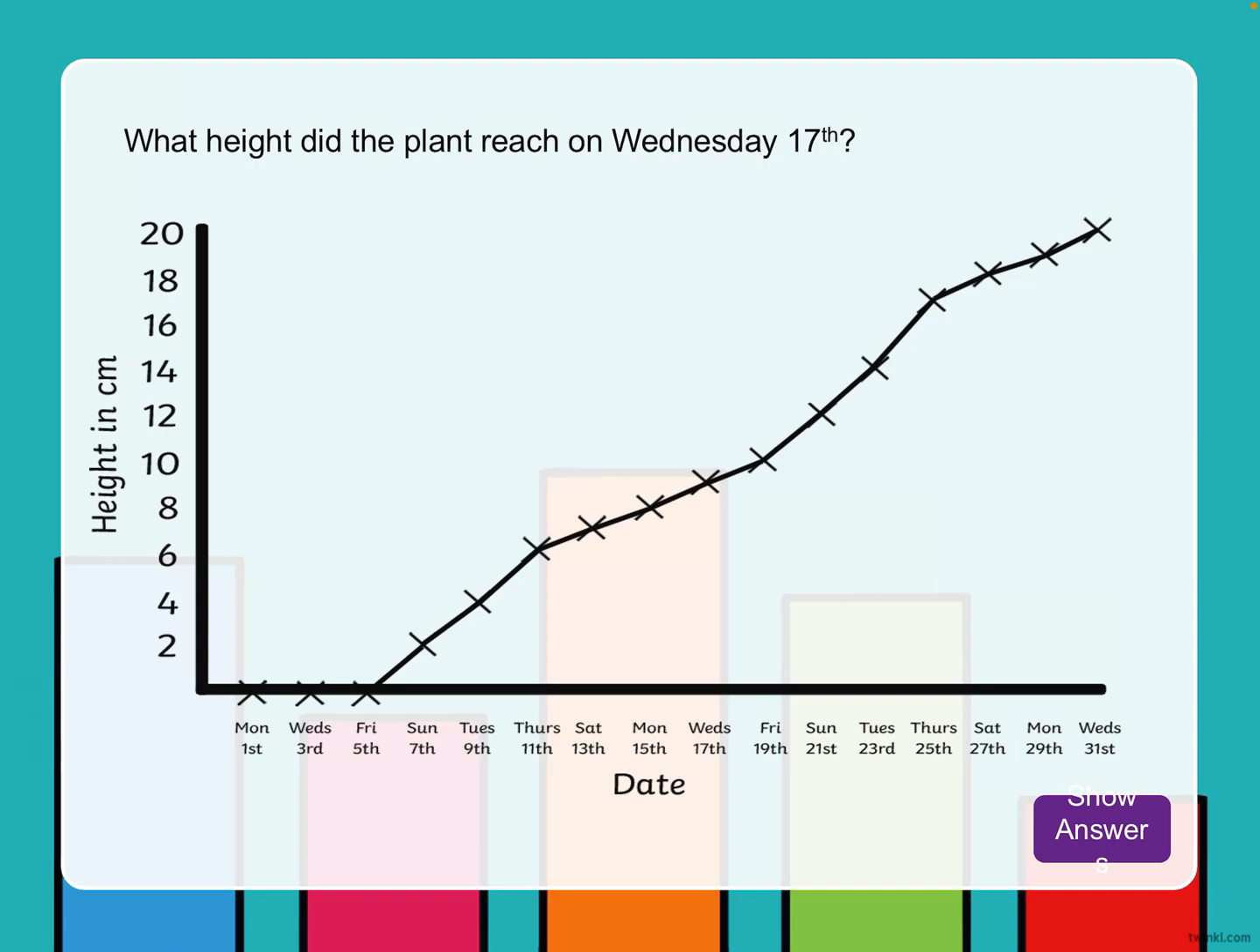So what height did the plant reach on Wednesday the 17th? Well, we need to find Wednesday the 17th at the bottom, and then look up and see where that X is crossed. It's in line with 8 centimetres. So the plant reached 8 centimetres on Wednesday the 17th.